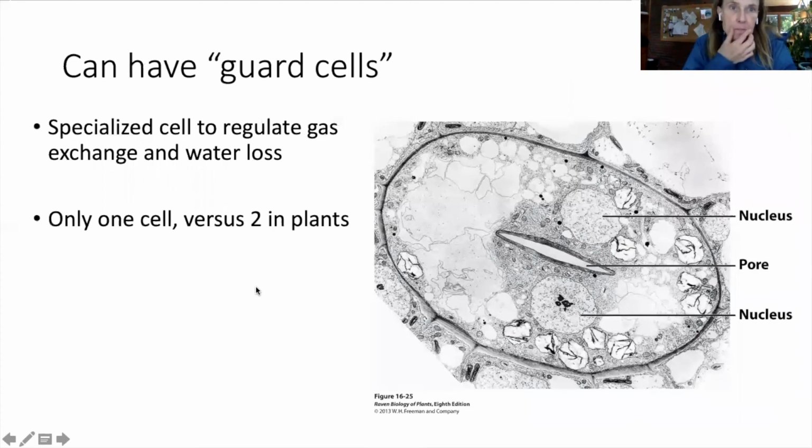Okay, so I said they don't have stomates. They can't control water loss from their leaves, and so it makes them very vulnerable to drying out. They have not real guard cells, but they have specialized cells to regulate gas exchange and water loss, and not very responsive to the environment. In this case, they're only one cell, whereas in true plants, there are two cells for each stomate. So they're not true stomata, and they don't have very good control over gas exchange, but they have a little bit. They have more than algae because of these cells.